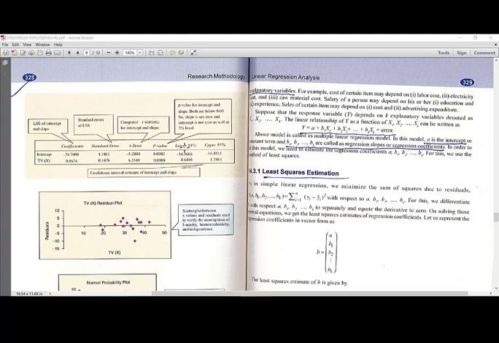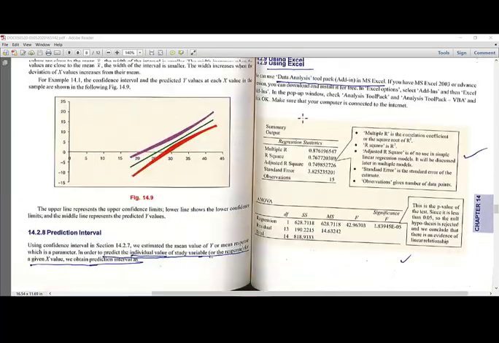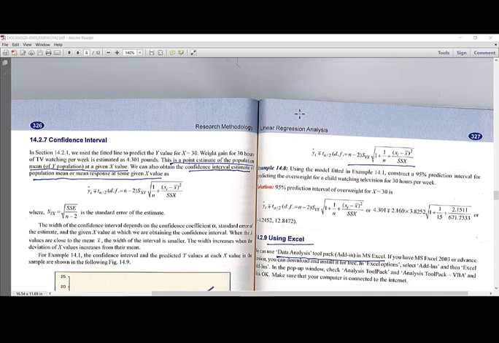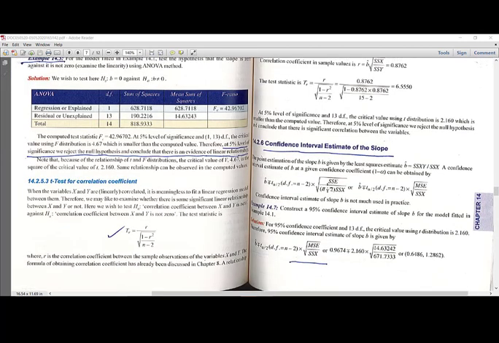Then these are the intervals, lower 95% and upper 95%. These values, if you remember, are 0.6486 and 1.2863. Here you can observe 0.6486 and 1.2862. This is the confidence interval estimate for the slope.